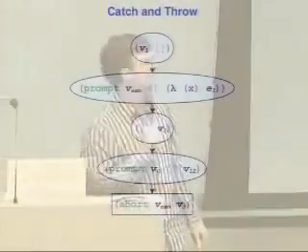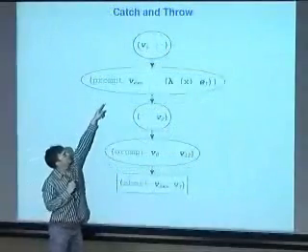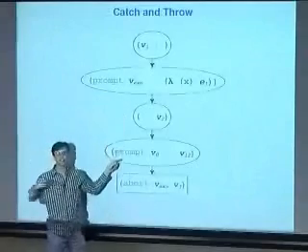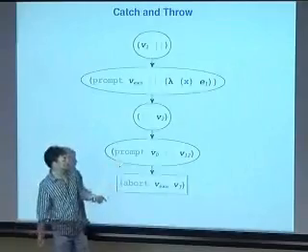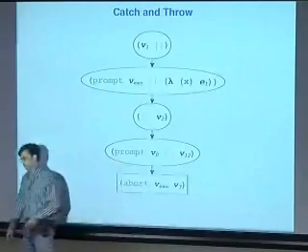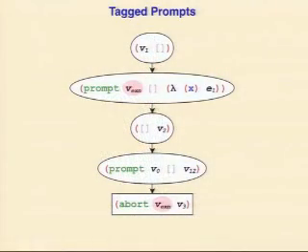At least if you don't want them mixed up, then we need one more ingredient. And it's a simple last ingredient, a tag on the prompt. So every time you set a prompt, you give it a particular tag that says which kinds of continuations, which kinds of aborts you're capturing. And then now we say abort with V7, which is going to abort all the way up to there, because that's the prompt with the matching tag.